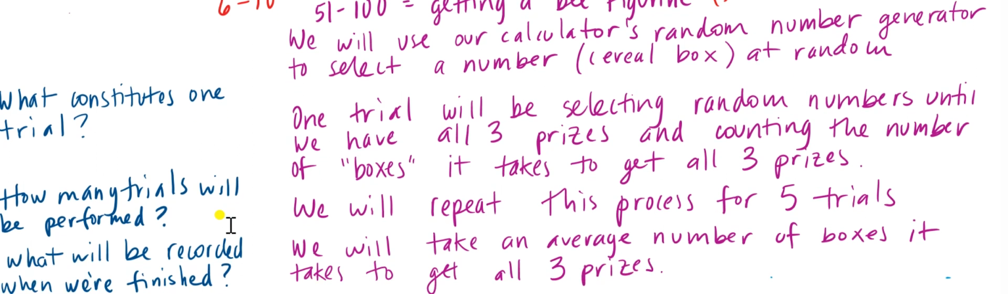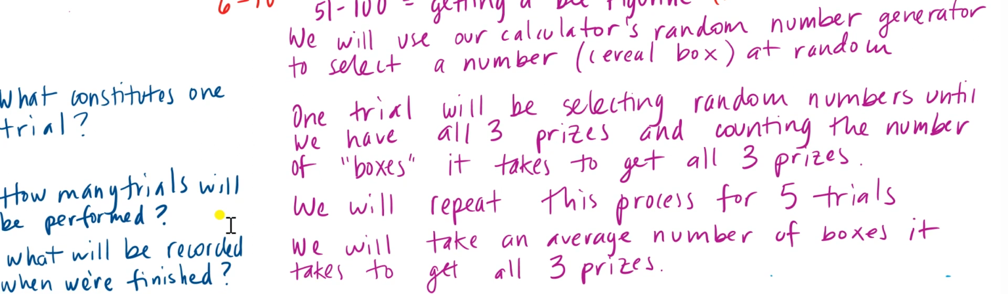Next, and this is completely up to me unless the problem says otherwise, it says how many trials will be performed. The more trials you have, the more accurate your result is going to be. But we're lazy and we don't want to do a ton of trials. So, what's the minimally accepted number of trials? Usually it's 5. So in this case, we're going to repeat this process for 5 trials.